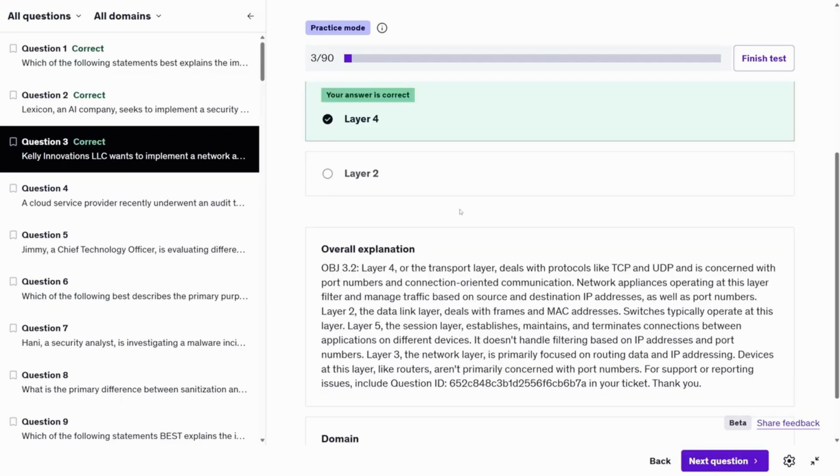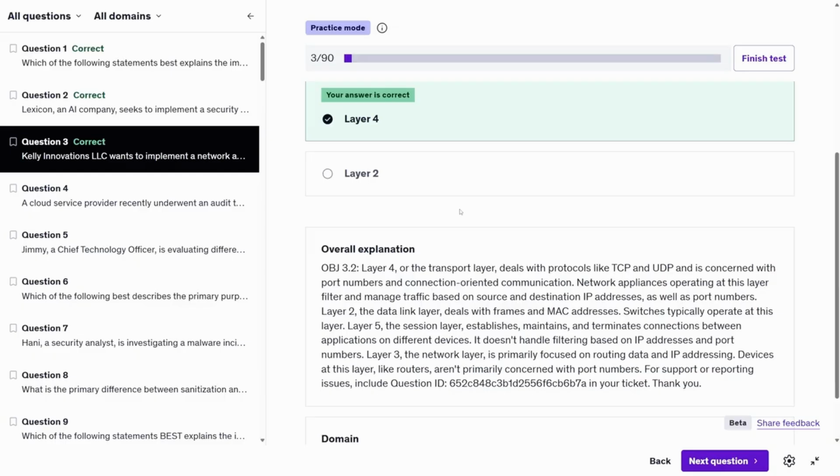Layer 4, or the transport layer, deals with protocols like TCP and UDP and is concerned with port numbers and connection-oriented communication. Network appliances operating at this layer filter and manage traffic based on source and destination IP addresses, as well as port numbers. Layer 2, the data link layer, deals with frames and MAC addresses. Switches typically operate at this layer.